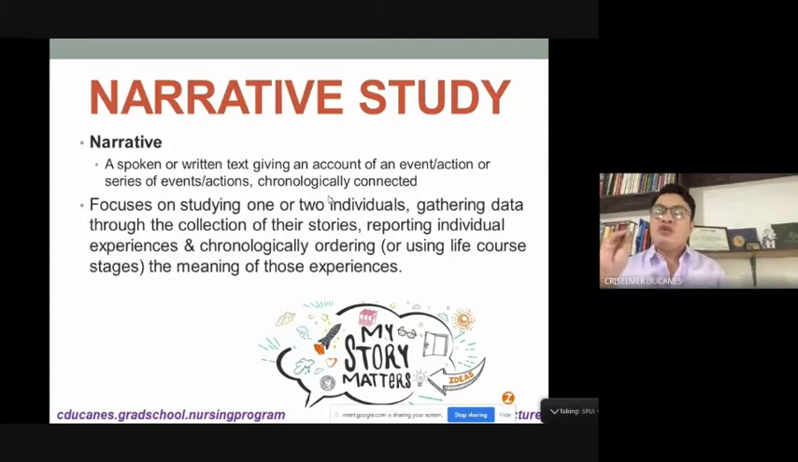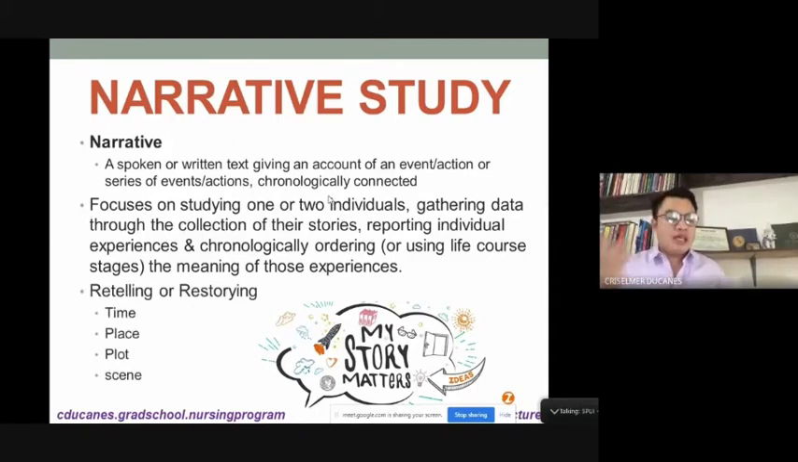Because you need to have an in-depth, okay, description and analysis of their stories. Okay? So if you have many participants, your analysis per participant will be shallow or too broad. So they should be few so that you can focus in terms of their experiences, in terms of their stories. Okay, so that you can cover it. Okay?